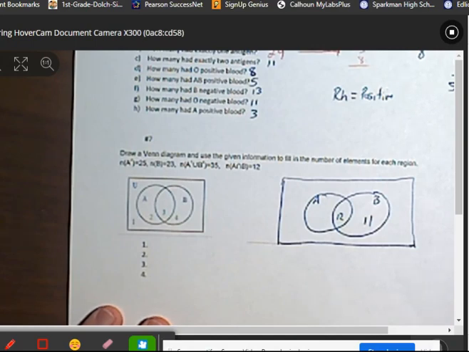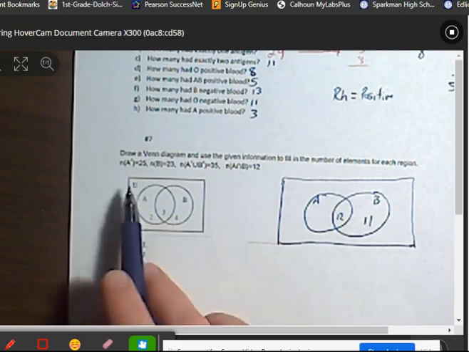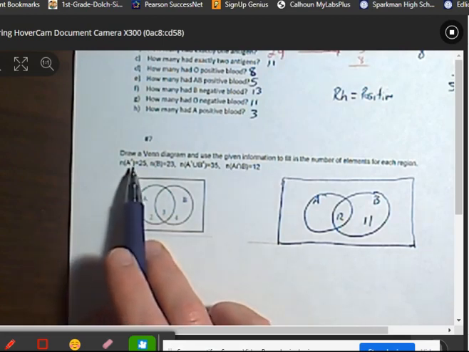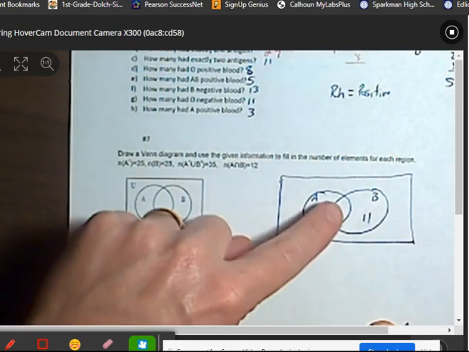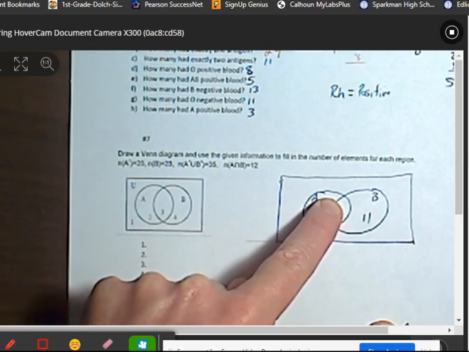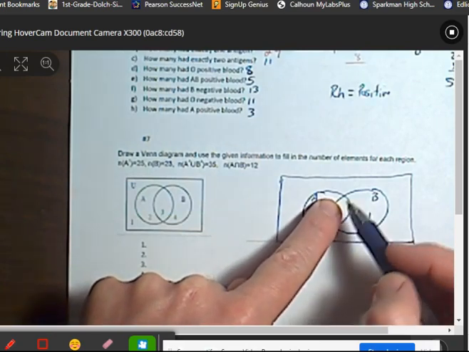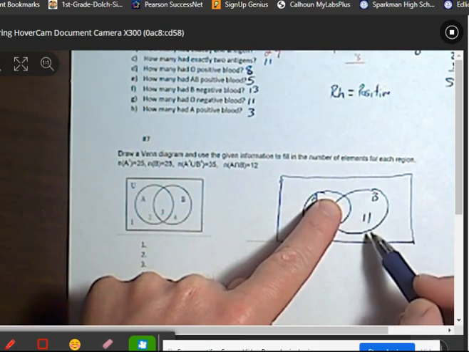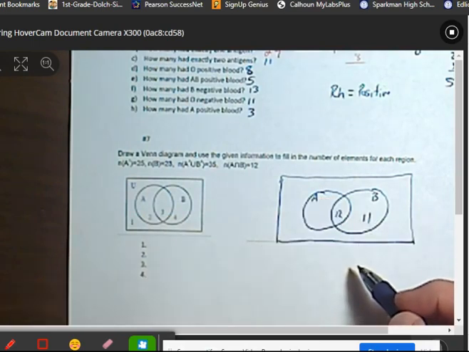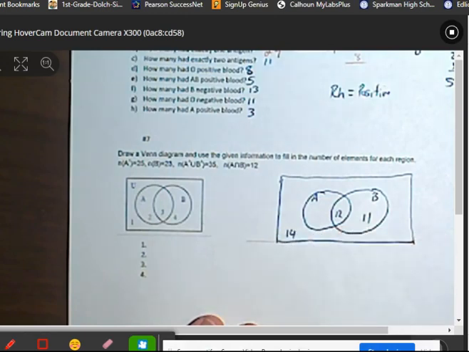Okay, and then here's where you have to start getting a little bit creative, kind of like it was on the last one. The number that's in A prime, the number that's not in A. So again, if you take out the circle of A that's here, it says it's 25. So there's 25 outside of circle A. You've got 11 that's here. So we'll do 25 minus 11. So that would put 14 that's here.